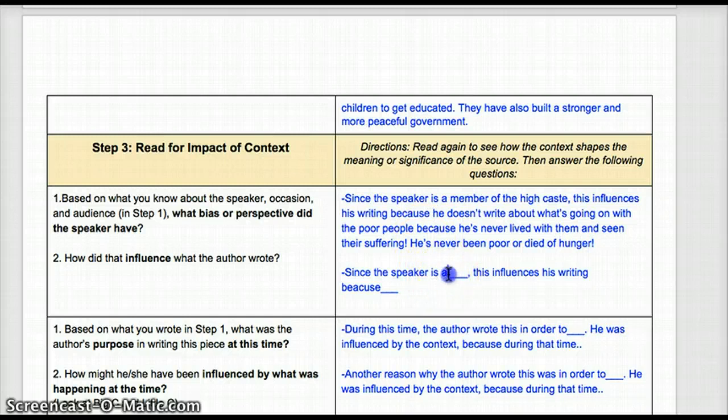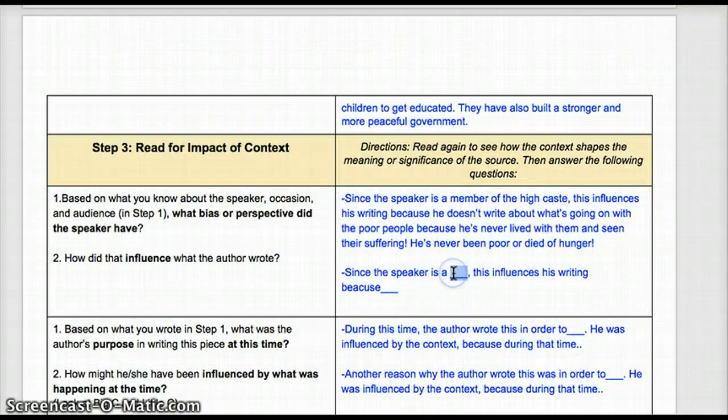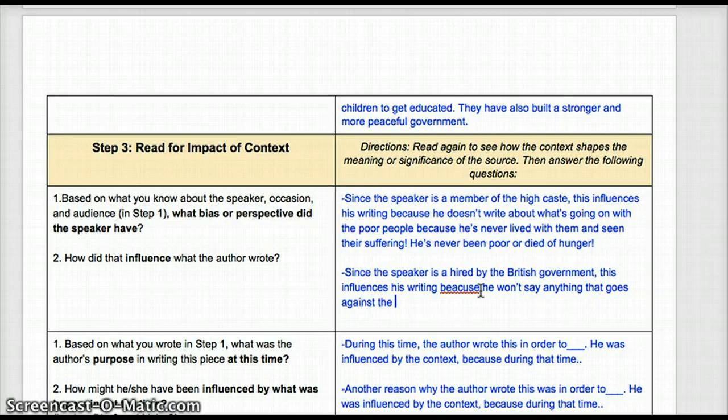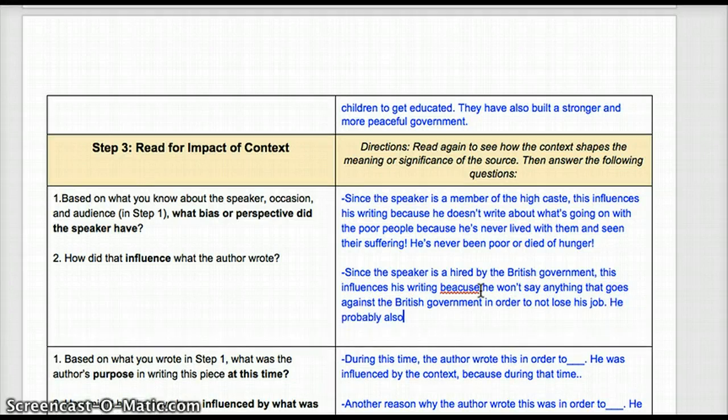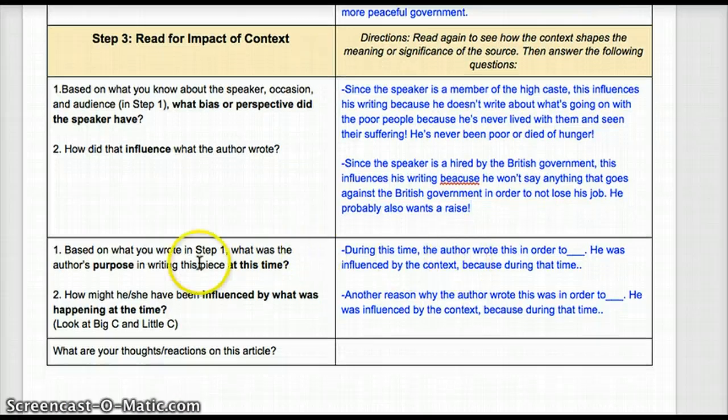What else do we know about him? Since the speaker is blank, this influences his writing. Well, we also know he's hired by the government. Since the speaker is hired by the British government, this influences his writing because, well, if he's working for the government, he's probably not going to say anything bad about them, because he won't say anything that goes against the British government in order to not lose his job. He probably also wants a raise. Okay, this is good. Now let's move to the next one.